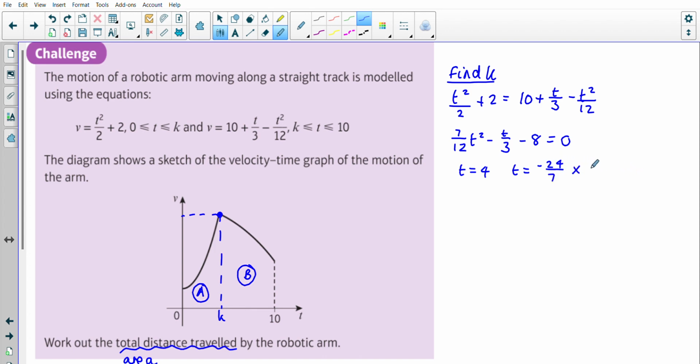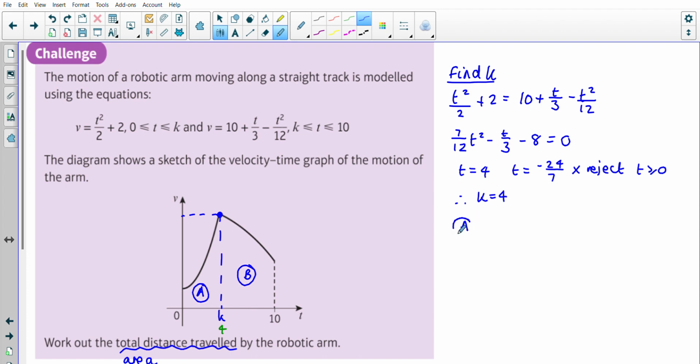Now I'm going to reject this one because t has to be greater than or equal to 0. It does say that in the restriction. So therefore, if that is 4, then that point, k must be 4. Okay. So now I've got this, which is 4. I can now integrate twice to find two separate areas and then add them together.